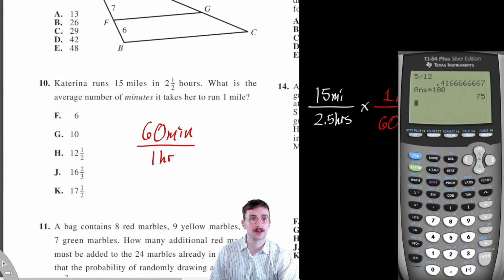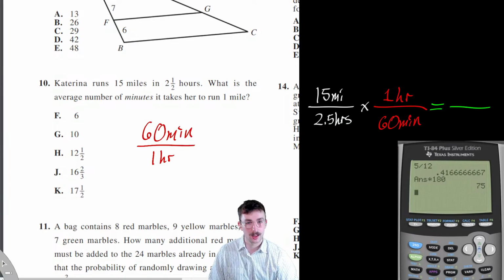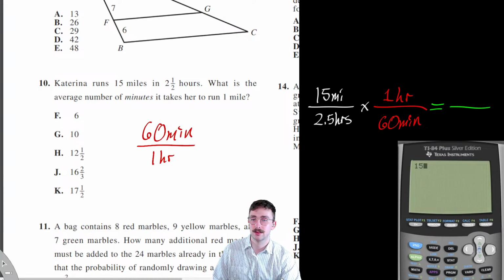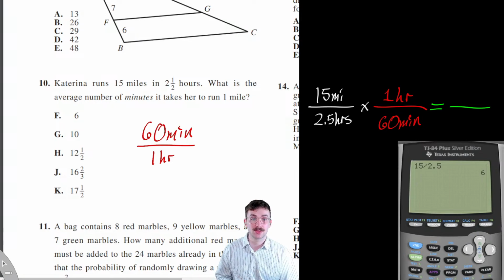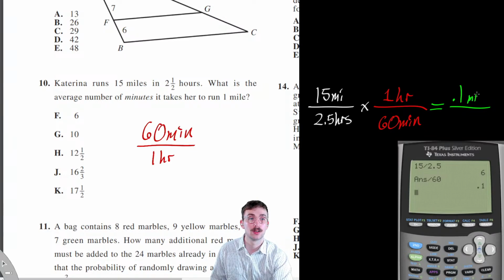Let me just move my calculator over. I'll put it a little bit lower. So I'm going to do 15 divided by 2.5. It gives me 6. What that means is 6 miles per 1 hour. That's what that 6 means. But now we're going to do the conversion with minutes. So divided by 60, that means 0.1 miles per minute. It's important to know what you're doing and why. So 0.1 miles per 1 minute.